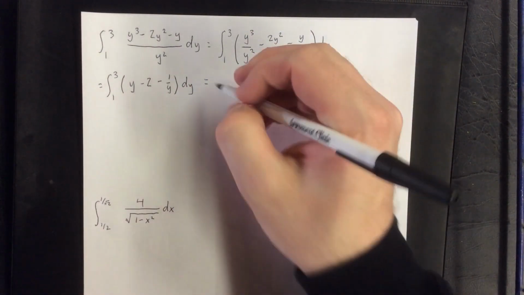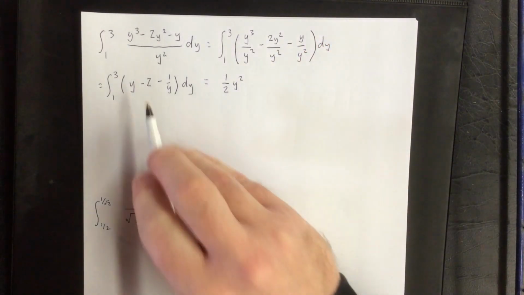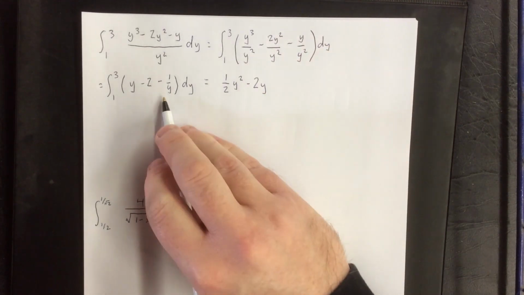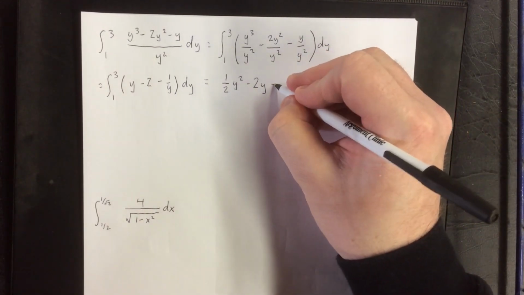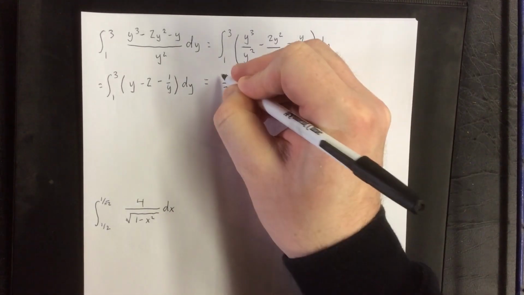Applying the power rule to y, we will get 1/2 y squared. Applying the power rule to this minus 2, we'll get minus 2y. And applying the reciprocal rule, this will be minus the natural log of the absolute value of y.